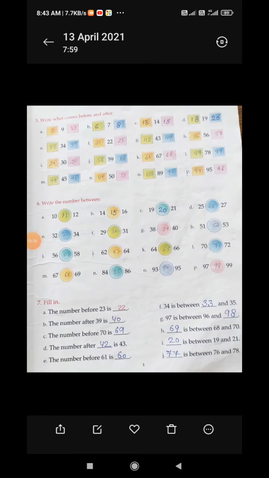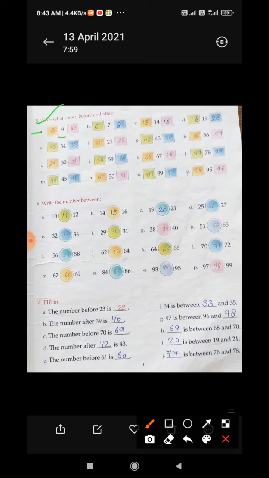Now page number 3, question number 5. Write what comes before and after. Here in A part, 9 is given. You have to write here what comes before 9, which is 8. Write here 8. What comes after 9? Write here 10.